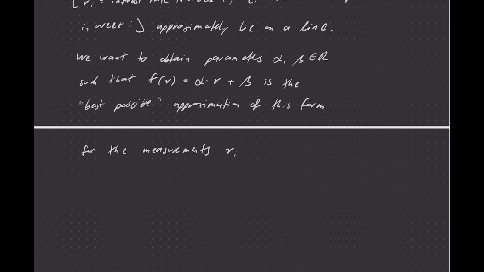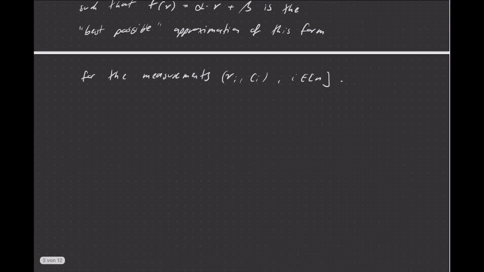We have those measurements here, Ri, Ci. You have, let's say, n points available here. Of course, ideally, f of Ri would be equal to Ci for all n, but that's usually not possible. Then we could just define alpha beta as solutions of a feasible system of linear equations, but usually that's not the case.